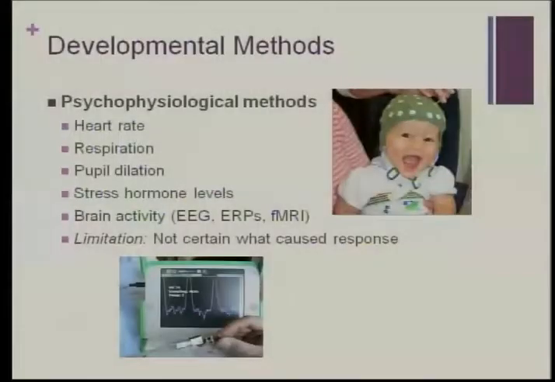Okay, so another method I want to talk about are psychophysiological methods. And essentially, these types of methods for studying children have to do with bodily activity and measures of that. So measuring things like the child's heart rate, their respiration, their pupil dilation, stress hormone levels. Very popular today with the onset of technology is measuring brain activity through EEGs or ERPs or fMRIs, and essentially seeing when brain responses occur and in what areas of the brain those responses occur.